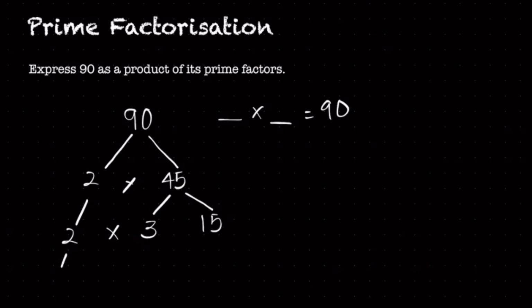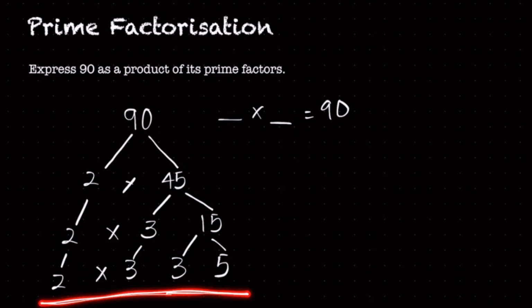So moving on, we have 2 times 3. Okay. And what is 15? 3 and 5. So when we look at this, all of these numbers are prime numbers. So we have our answer.